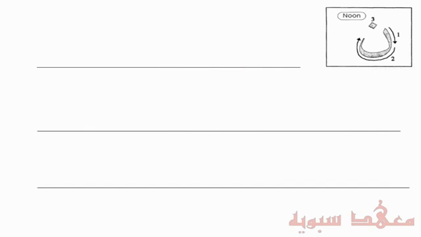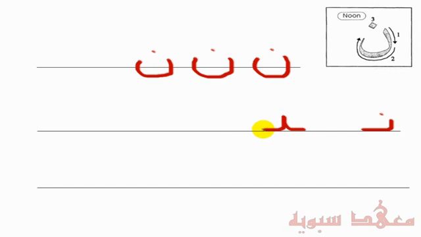Next letter, the noon. Now the noon is a bit different to the ba, the ta, and the tha, in that the isolated form, it doesn't stay on the line, it goes below the line. So something like this. So the beginning of the word is as follows. It's exactly the same as a ta, tha, and a ba, except for the dot is on top. In the medial form, it's the same. So you go up, and then you wait for the next letter.